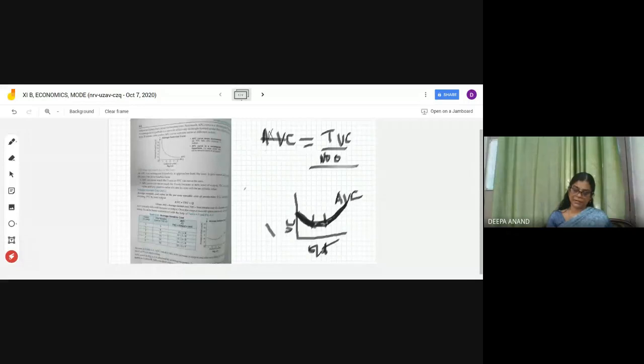Then it will increase. Okay, that's the reason for the U shape. And it is U shape, and this is the reason: once it falls down, then becomes constant, then increases. So definitely it will be U shaped. That's why it is U shaped.